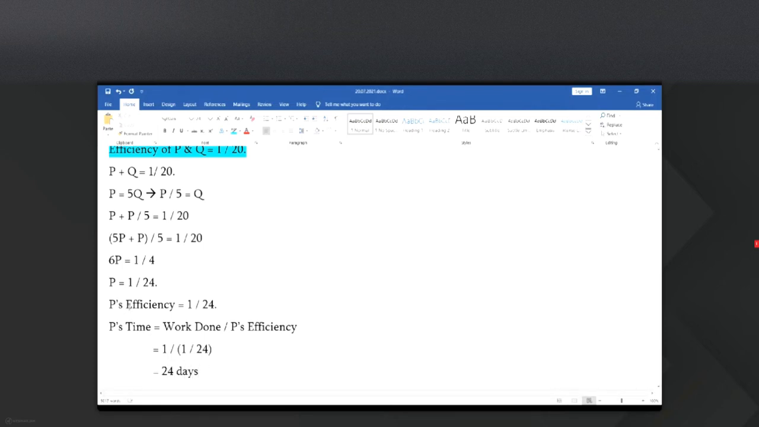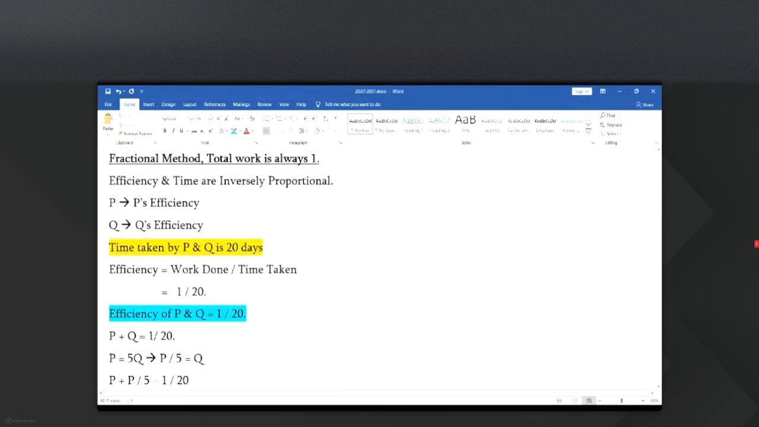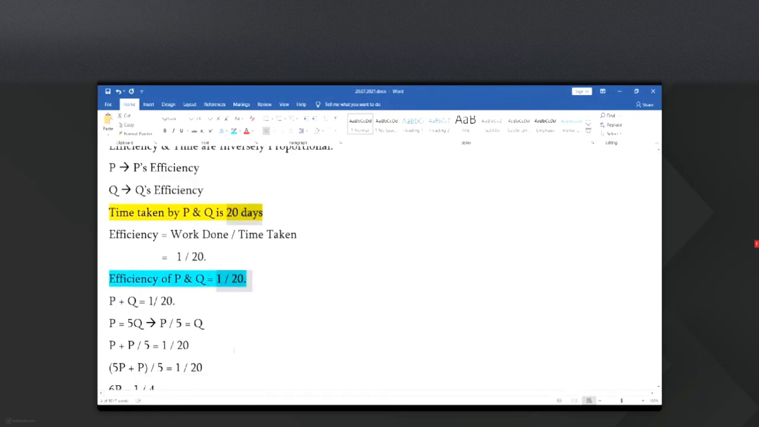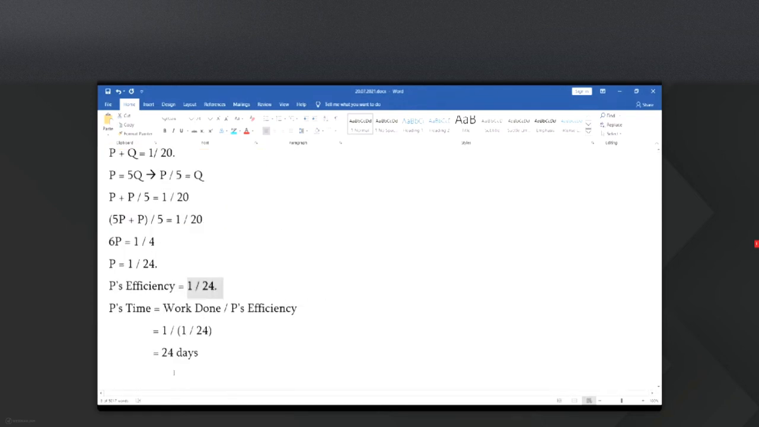When you want to go from efficiency to time, inverse. Time to efficiency, inverse. Correct? Here you have 20 days. You want to move from 20 to 1 by 20, an inverse. Time to efficiency, you had to inverse. From efficiency to time, you had to inverse. Why inverse? It is because you are actually applying the formula. We just say inverse, but you are actually applying the formula. That is what is happening.